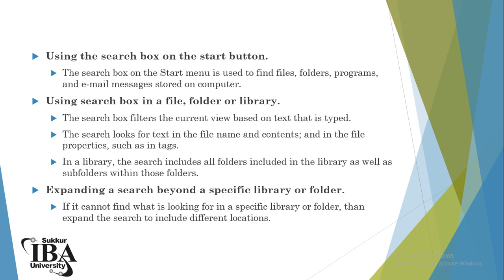The search box filters the current view based on the text that is typed. Whatever text you type in the search box, the files related to that text, name or content will appear in the window. The search looks for text in the file name, the contents, and in the file properties such as tags. In a library, the search includes all folders included in the library as well as subfolders within those folders.